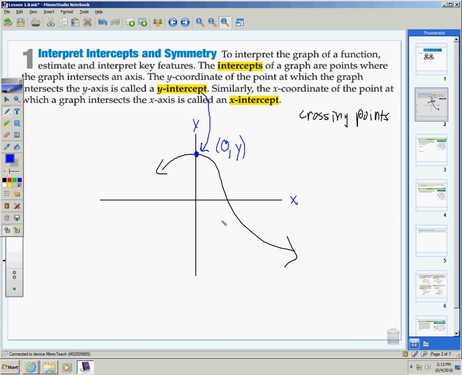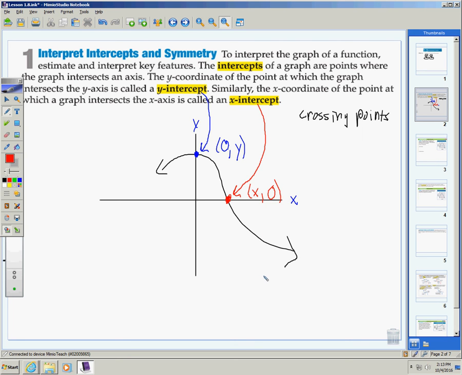Your x-intercept is where the graph crosses the x-axis. So here's my x-intercept. And whenever you have an x-intercept, the y value is always 0, and you're going to have some x value plugged in for that point.